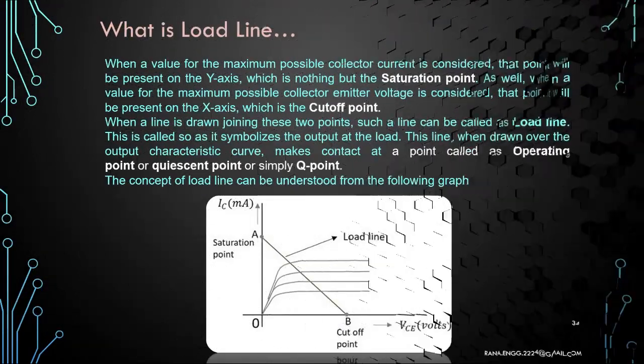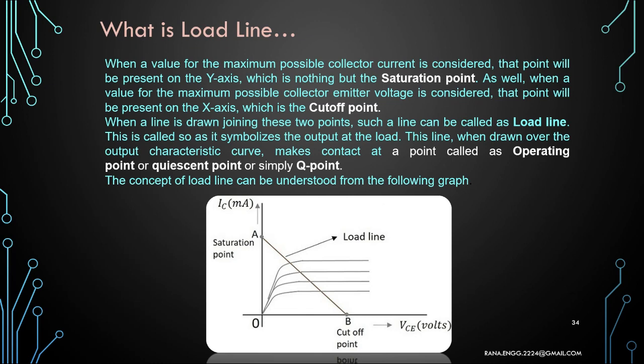Next topic we have to discuss is the load line. Load line is the line between the cutoff and saturation point. What we are discussing, we have cutoff, we have saturation, and we have these graphs. When we change the input current, the values change and we get the various graphs. But what are the limits? There will be one point present on the y-axis, that will be the max. There will be one point where we can get the maximum current.